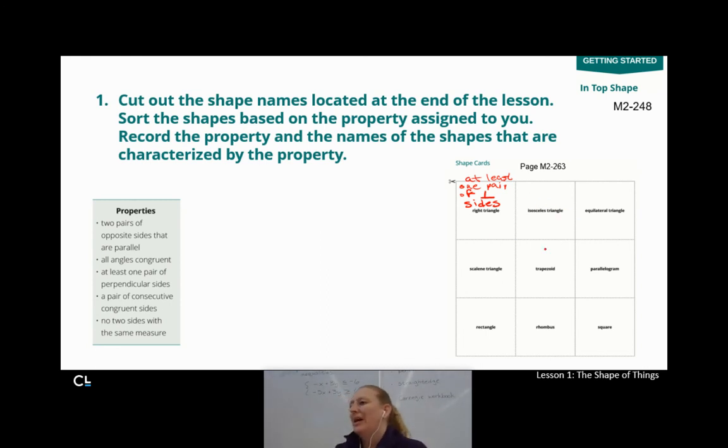Let's take a look here though. Isosceles triangle. Opposite sides are parallel? No. All angles are congruent? No. Remember, isosceles means two congruent sides. At least one pair of perpendicular sides? Not necessarily. Pair of consecutive congruent sides? Ooh, I'll take that. I'm going to use different colors just to help me keep things straight. So that's going to be red. Let's make this one a nice green. So pair of consecutive congruent sides.